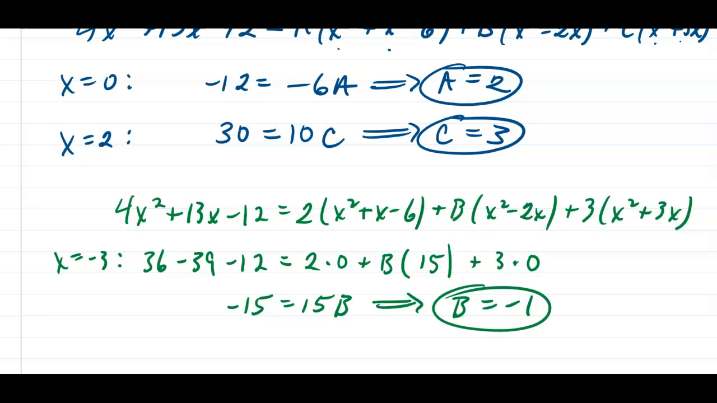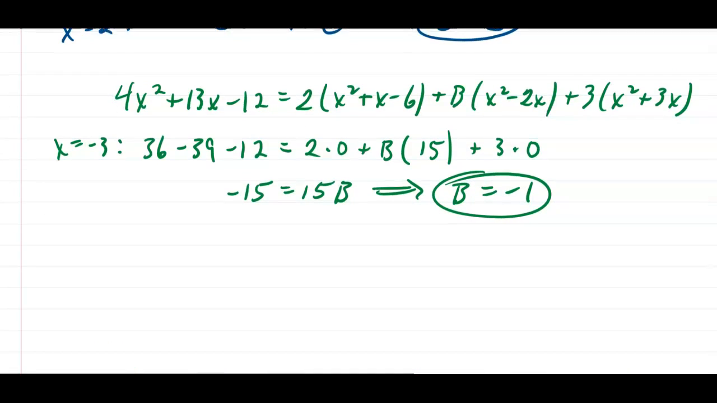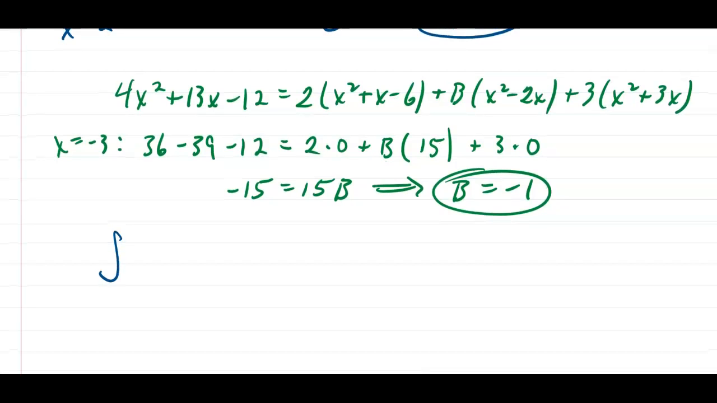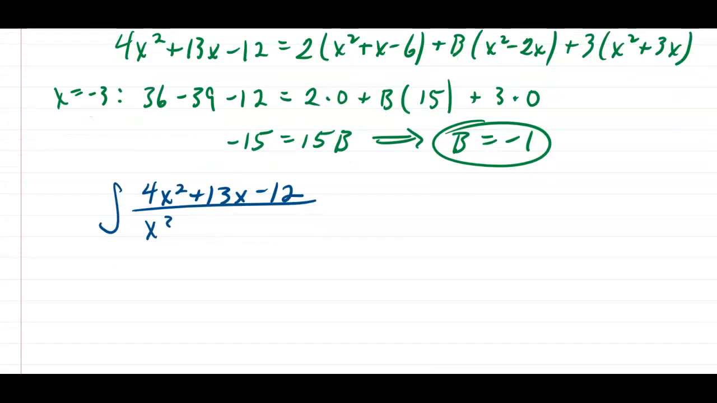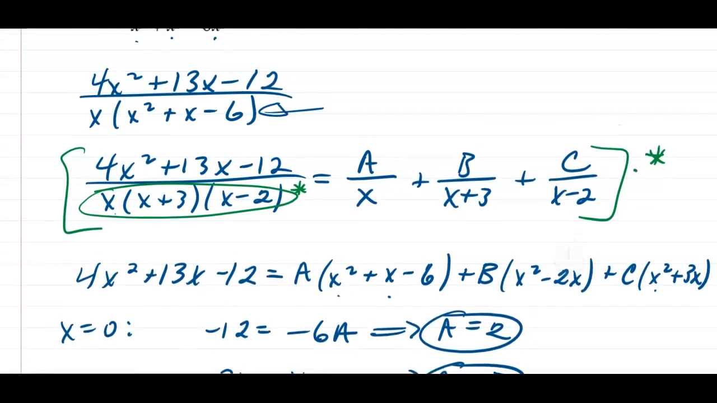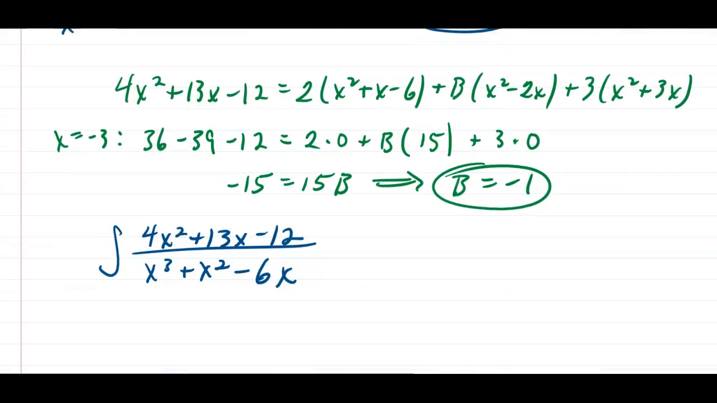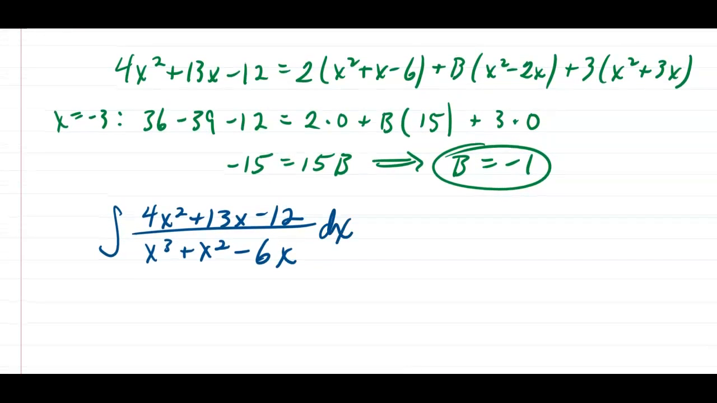And now we can write the partial fraction decomposition. So our integral will look like this. It's 4x squared plus 13x minus 12 over, let's see, what was that original? X cubed plus x squared minus 6x. I believe that's right. Let me double check. X cubed plus x squared minus 6x. Good. Dx.